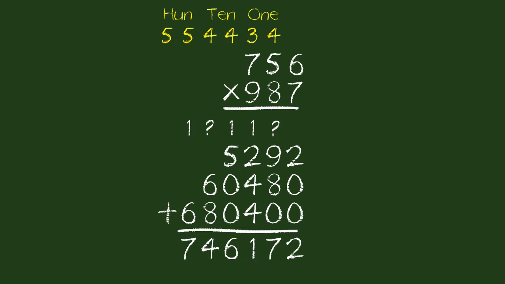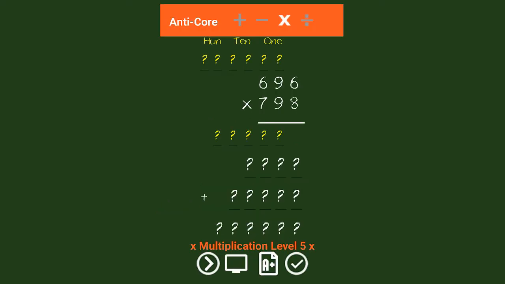After adding the 3 separate multiplication problems together, we get the actual answer. So 756 times 987 equals 746,172. Now on the app.